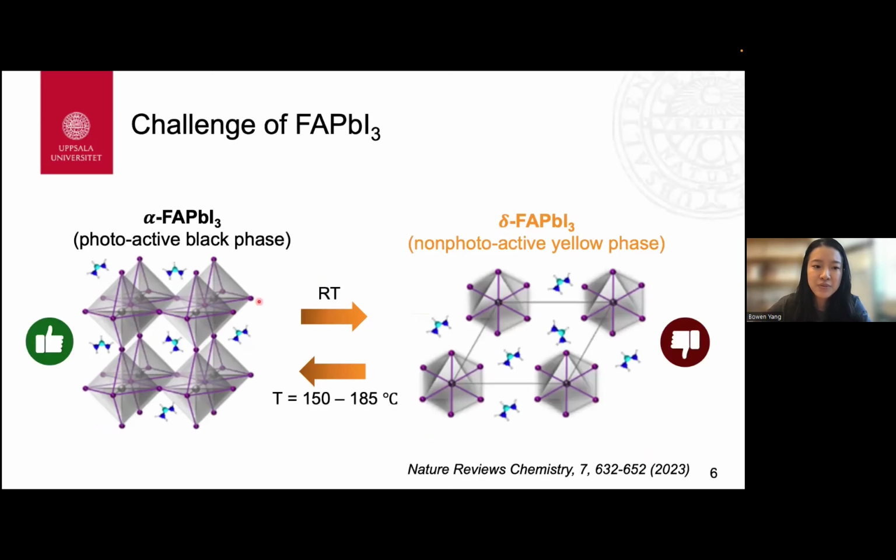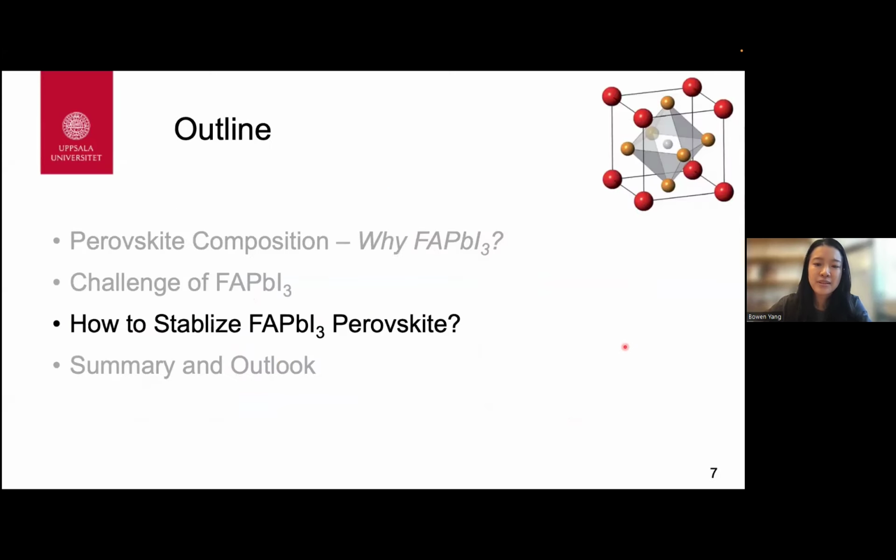The biggest challenge for formamidinium lead iodide is its phase stability issue in ambient conditions. Its photoactive black phase is not stable at room temperature and undergoes a phase transition to the undesired wide band gap yellow phase. Besides, it is also unstable under light soaking and in ambient conditions with water and oxygen involved. Therefore, stabilizing black phase formamidinium lead iodide perovskite and solar cells while maintaining its high efficiency is an important task to address. So how do we achieve this?